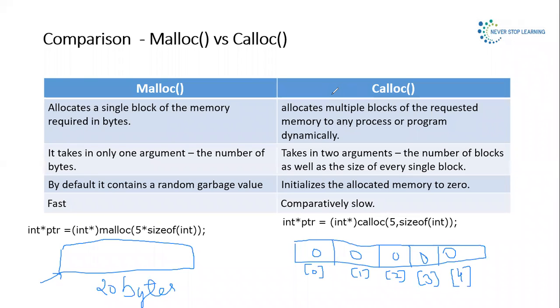Another difference: malloc is comparatively fast, and calloc is comparatively slow. Why? Because calloc takes a little extra processing time to initialize the locations to 0, whereas here this is not happening. It's hardly anything, in nanoseconds, so you will not observe it in performance, but the difference is there: malloc is comparatively faster than calloc. So these are a few differences between malloc and calloc. Sample programs I have given in my previous video, you can refer there.